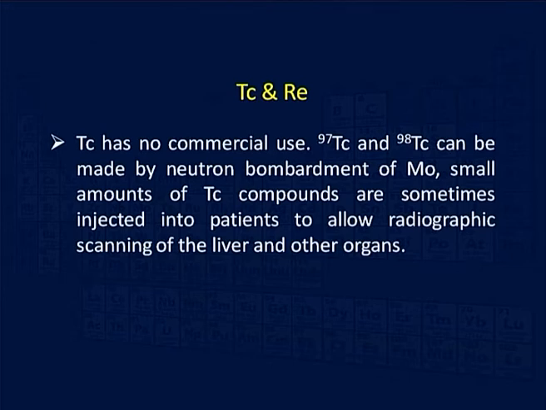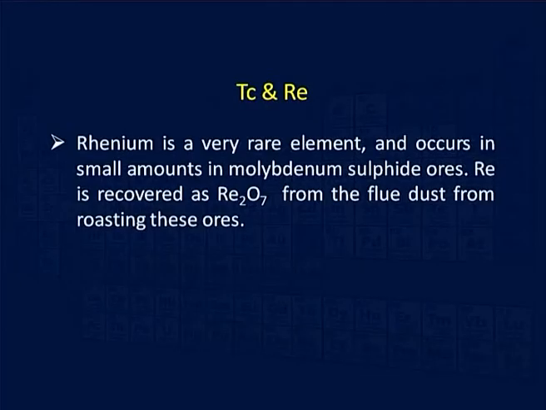Two of the isotopes of technetium, 97 and 98, can be made by neutron bombardment of molybdenum. Some amount of technetium compound is sometimes injected into the patient to allow radiographic scanning of the liver and other organs. So, before recording the X-rays or radiographic screening, we do inject some technetium isotopes.